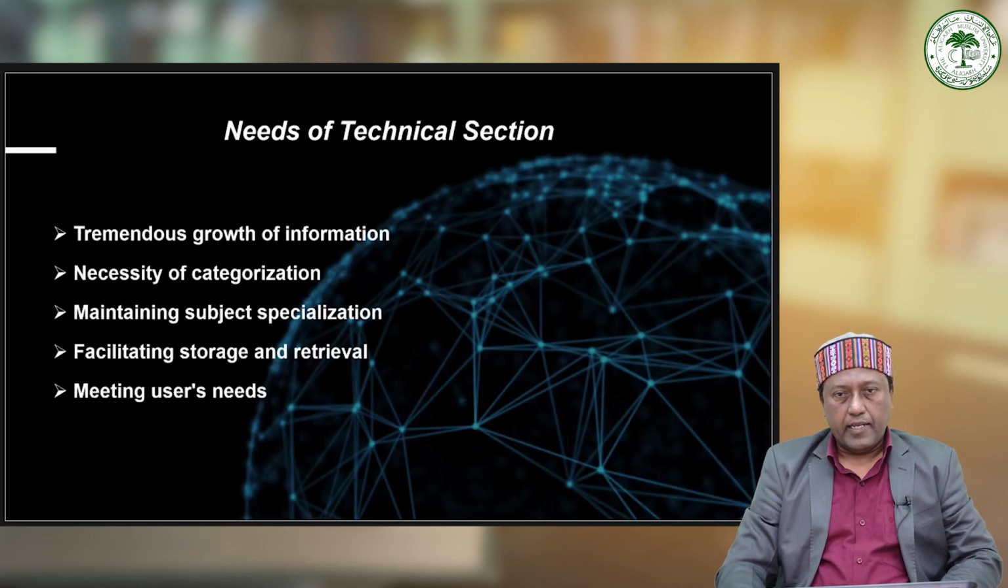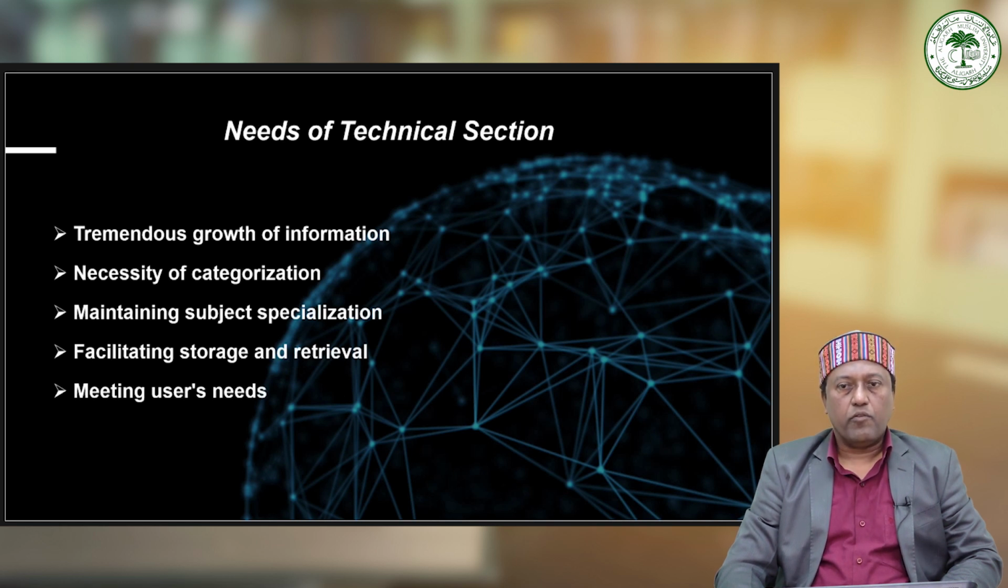So, what is the need of a technical section, that we'll try to study here. The technical processing of library material is crucial for ensuring that these materials can be effectively organized, accessed, and utilized by patrons. The need for technical processing arises from several factors. Those factors have been listed here. The first is the tremendous growth of information. With the exponential increase in the production of library material, ranging from books to multimedia resources, there is a pressing need to efficiently manage and organize this vast amount of information.